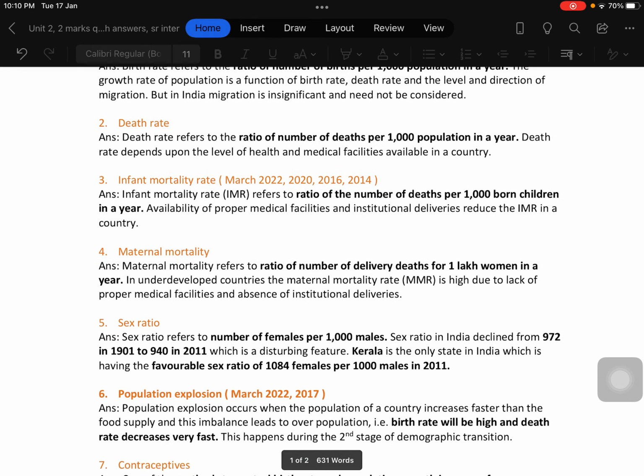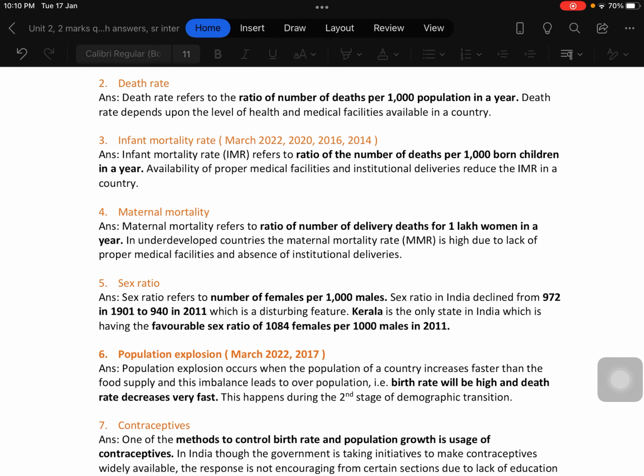Okay. The next one is the sex ratio. The sex ratio refers to the number of females per 1000 males. So how many females are there in a particular country per 1000 males? That is the sex ratio.